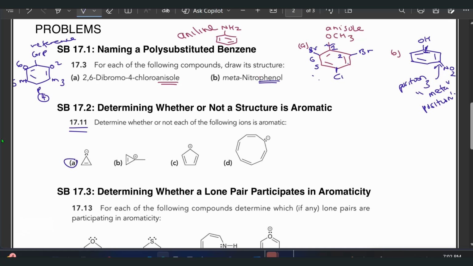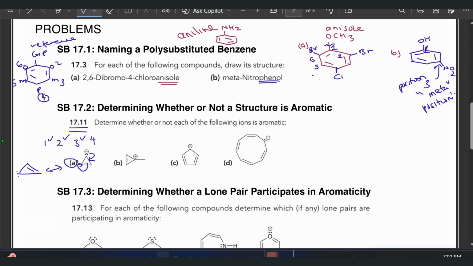Okay, it is cyclic. Conjugated. Does that count as conjugated even though there's only one ion? Yes, because you can move it. Okay. Conjugated, planar, yes, flat. And then the 4n plus 2 rule is what we're trying to do. So there's 1, 2, 3, and then 4 counts as the lone pair, right? Mm-hmm.